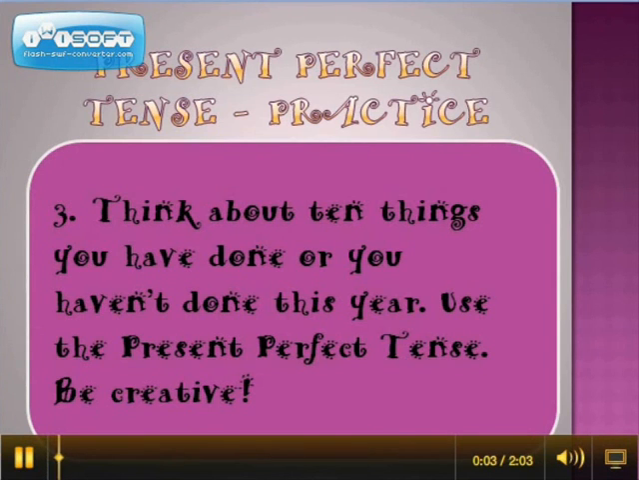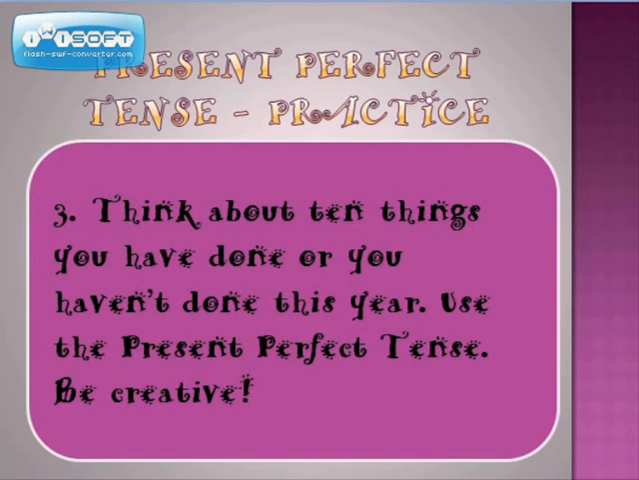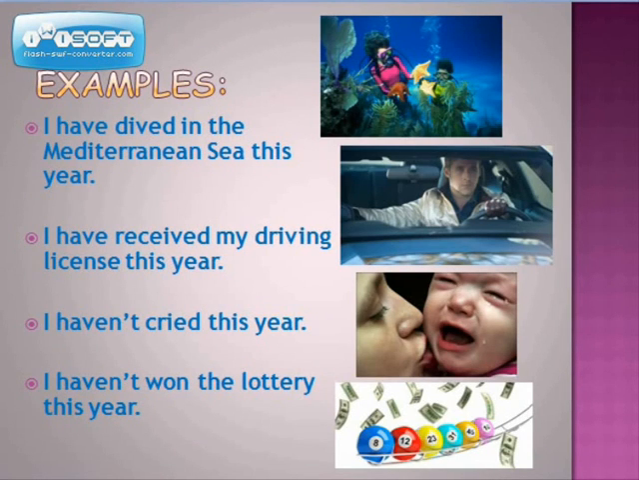Practice number 3. Please think about 10 things you have done or you haven't done this year. Use the present perfect tense. Please be creative. Probably the following examples will help you. Number 1. I have dived in the Mediterranean Sea this year. Number 2. I have received my driving license this year. Number 3. I haven't cried this year. Number 4. I haven't won the lottery this year.